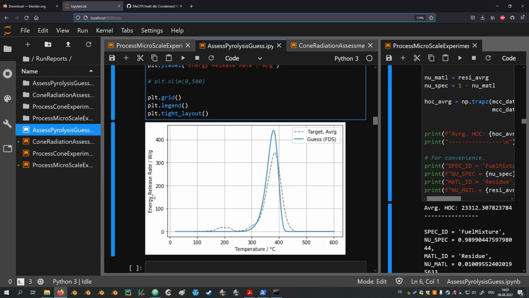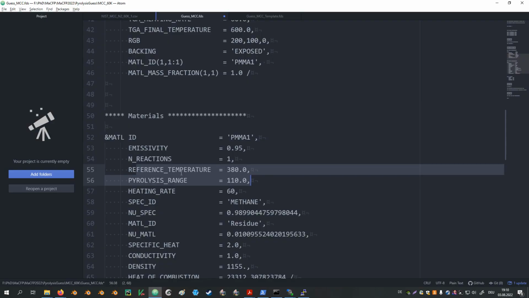Here's the plot with the energy release against the sample temperature in degrees Celsius. The blue solid line shows the results from the simulation and the gray dashed line in the background is the experiment data. It may seem here, when using the reference values, that one only needs to provide two parameters to control the reaction.